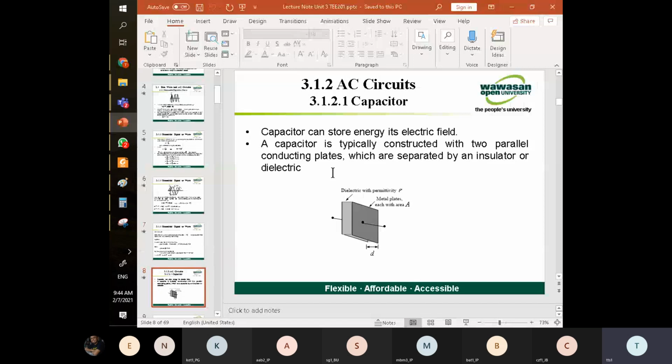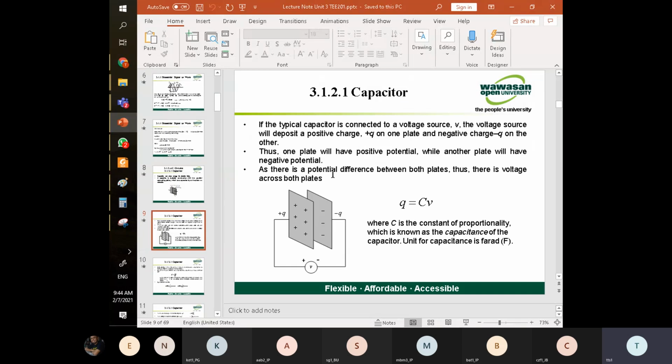Okay. Now let's go to the main component of this AC. First, we should understand what is a capacitance. Capacitor is basically formed by two plates. These two plates can store charge. One is a positive charge, the other one is a negative charge, and the total charge is equal to the capacitance times the voltage.